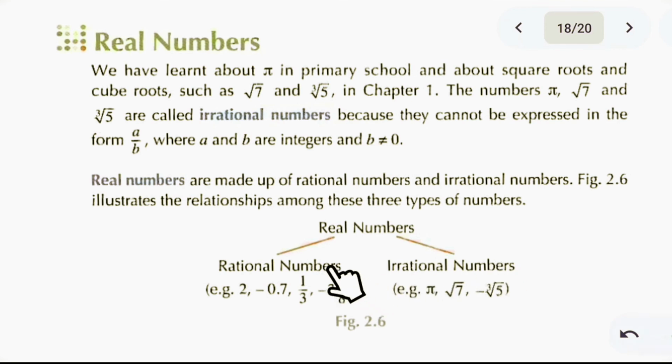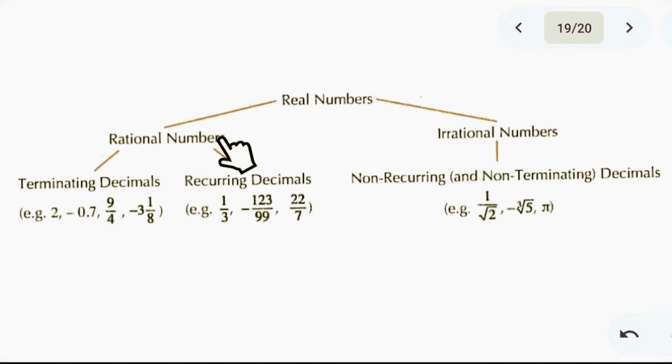Then we have the concept of real numbers. A real number could be a rational number or an irrational number. Rational numbers, as we have learned earlier, can be expressed in the form of a over b, and irrational numbers contain different signs like pi, roots, cube roots, square roots. So these are the irrational numbers. Rational numbers could be terminating decimals or recurring decimals, and irrational numbers could be non-recurring decimals.